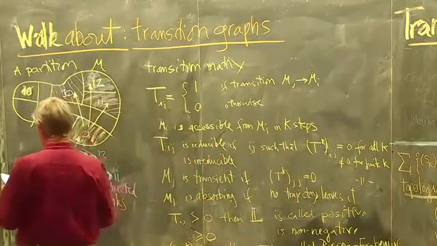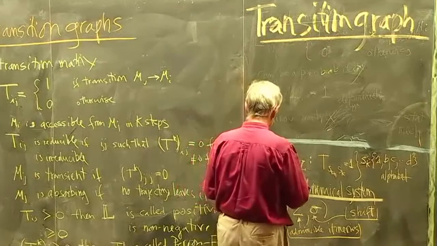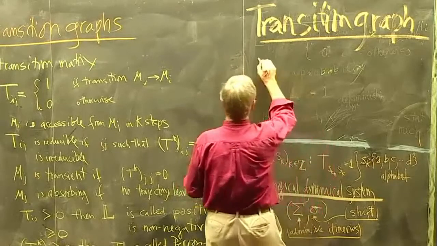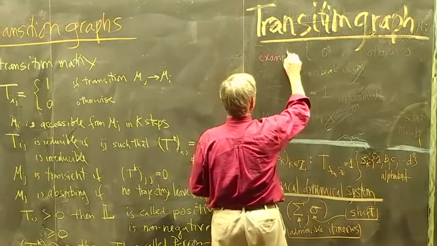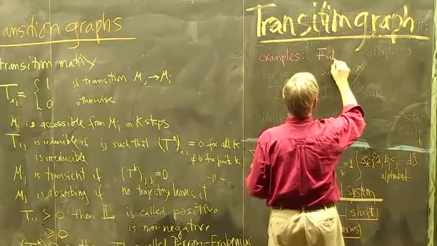Let's draw some very simple graphs like this. This is really easiest to understand in terms of examples. Here is the first example. It's full binary shift.